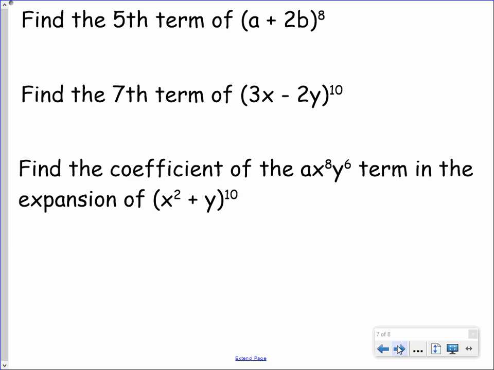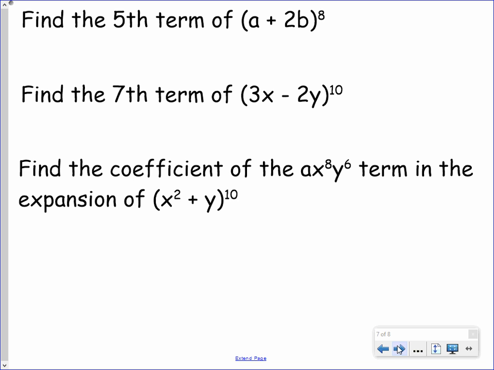So the next example, we'll look at the first one up at the top. So just focus on that one for right now. We want to find the 5th term in the expansion a plus 2b raised to the 8th. And of course, one way to do that would be to actually do the entire expansion and figure out what the 5th term is. But that to me seems like a lot of work, as I'm sure it seems to you.